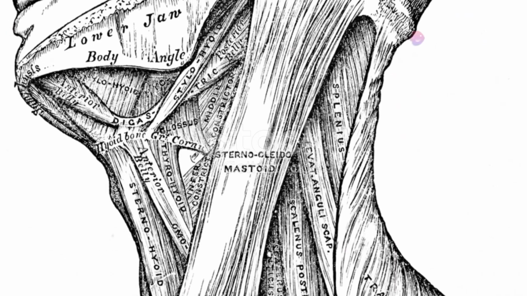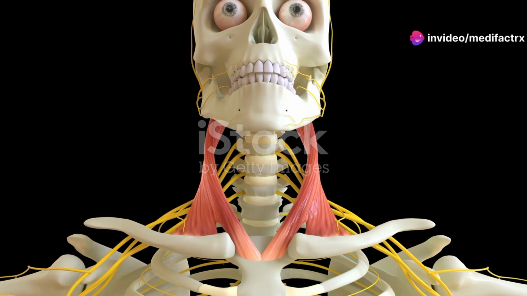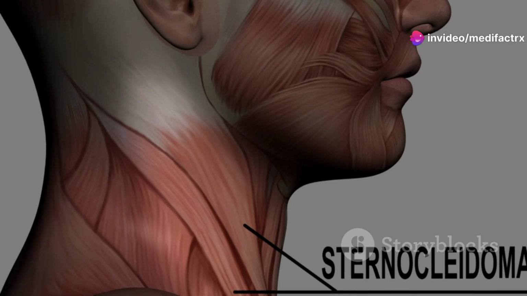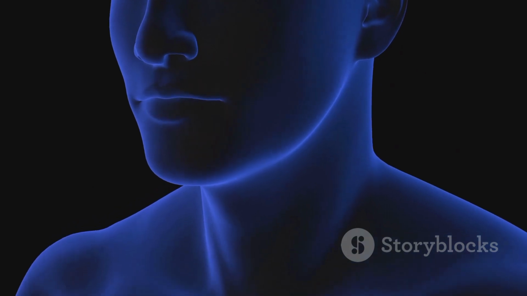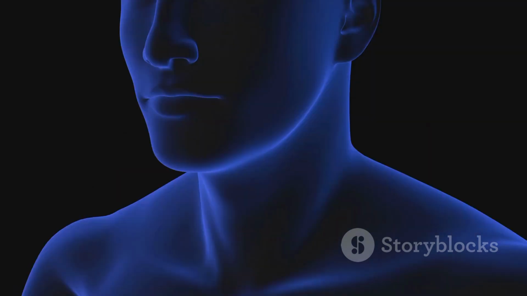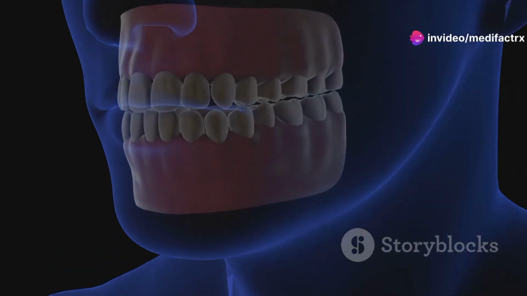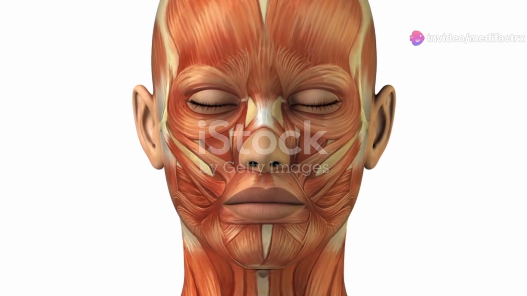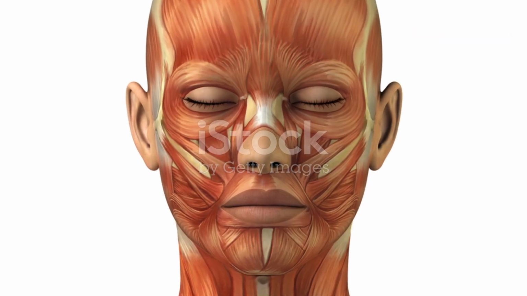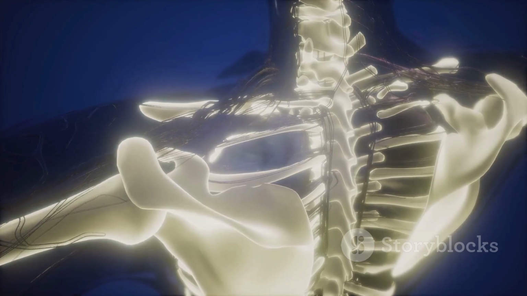As we near the end of our comprehensive exploration of neck triangles, let's recap some key points that every medical student should remember. The neck is divided into anterior and posterior triangles by the sternocleidomastoid muscle. The anterior triangle is further subdivided into smaller triangles: submental, submandibular, carotid, and muscular, each with its own contents and clinical significance. The posterior triangle is divided into occipital and subclavian triangles.